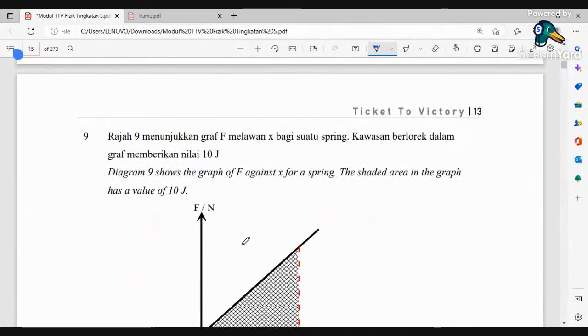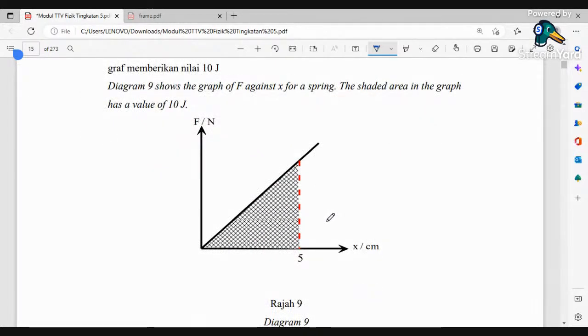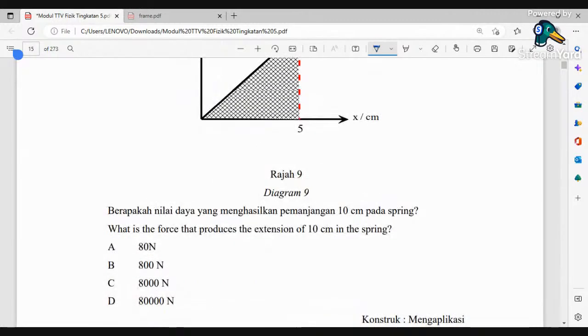Okay, number 9. Diagram 9 shows graph of F against X for spring. The shaded area has a value of 10 joule. So for Hooke's law graph, F against X, area equals to elastic potential energy. What is force that produce extension of 10 cm in the spring?